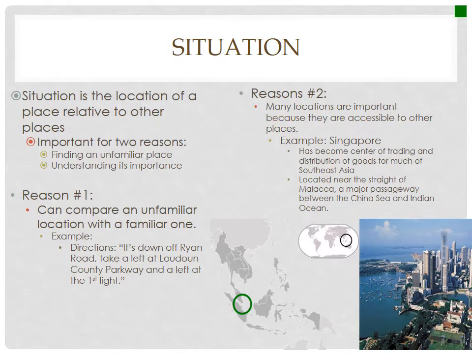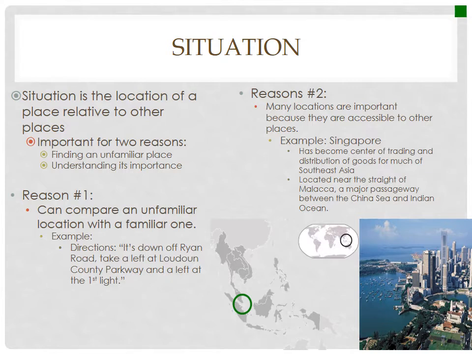Situation is more of, again, one area in relation to another. So you could obviously help somebody find themselves from an unfamiliar place, and also understand its importance. So for example, if I go to Old Ox Road, take a left at Loudoun County Parkway, and a left at the first light, that would obviously help somebody get to Briarwoods.